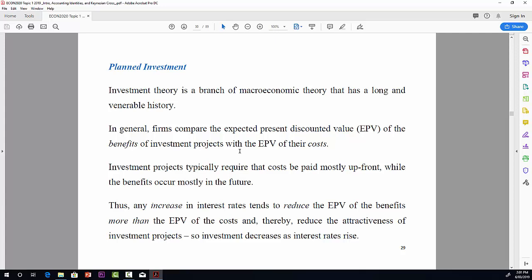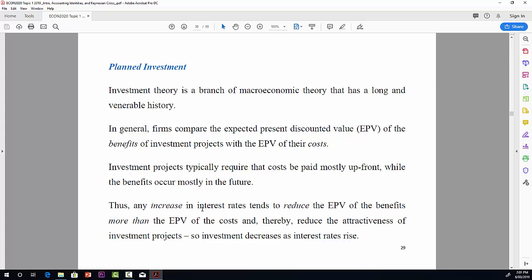In general, it's a dynamic problem again, because whenever you invest, you're paying an amount now for payoffs that are going to come in the future. So you're comparing current costs versus future benefits. And whenever you do something like that, you really have to do what's called a present value analysis. You have to compare the expected present discounted value of the benefits from the project with their costs. So as mentioned before, costs are paid mostly up front, while benefits occur mostly in the future.